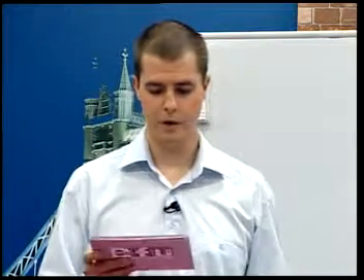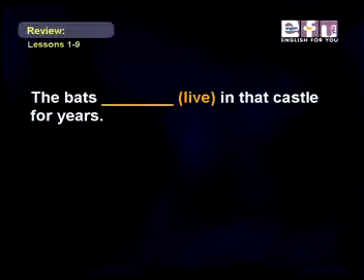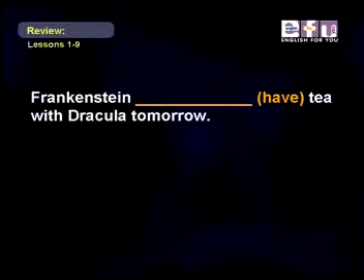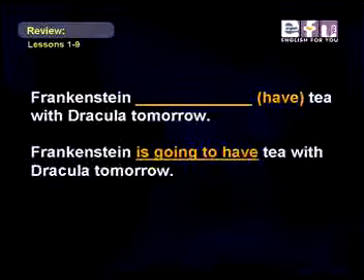Rosa, one for you. The bats live in that castle for years. The bats have lived in that castle for years. Very good. The bats have lived in that castle for years. And Lewis, one for you. Frankenstein have tea with Dracula tomorrow. Frankenstein is going to have tea with Dracula tomorrow. Great.